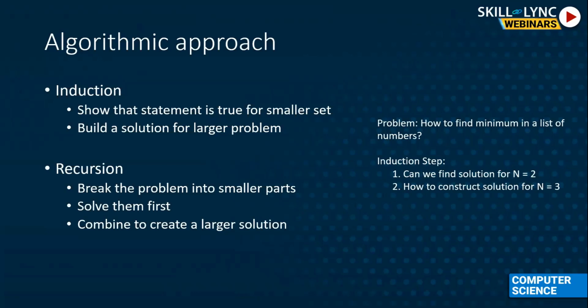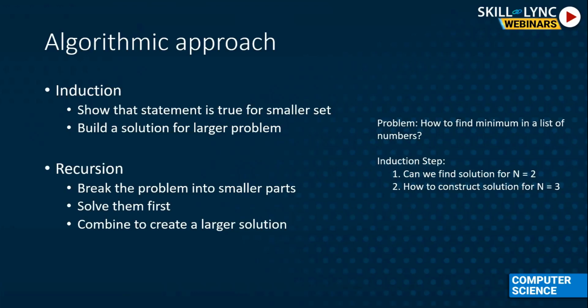Let me give an example. How do you find the minimum in a list of numbers? This is very easy, anybody can solve it. Let's try to solve this problem using induction and then recursion steps. With the induction step, if I can find a solution for at least two elements, if I tell you these are the two numbers, 2 and 3, what is the minimum number? Can we find it? Yes, it is 2. That is what the induction step says.